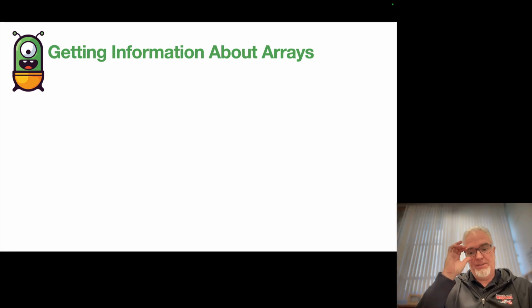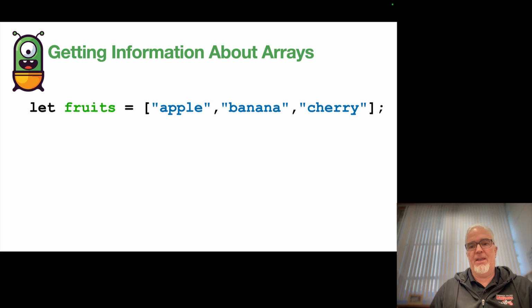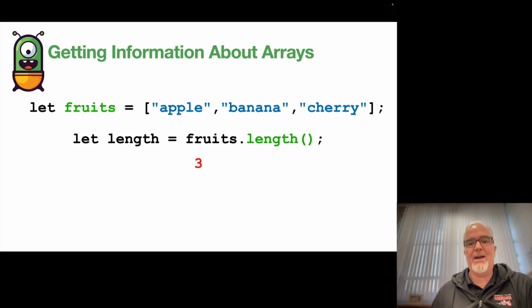If I want to get information about arrays, there's a few different things that we can do. If I have the good old, much loved fruits array, and I want to find out how many things are in that array, I can use fruits.length, and that returns an integer. In this case, it would be 3. That lets me know how many elements are in that array.